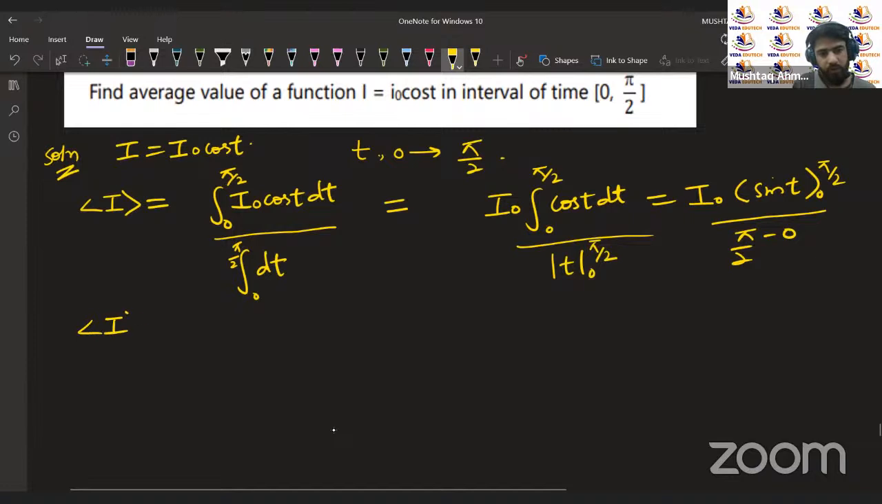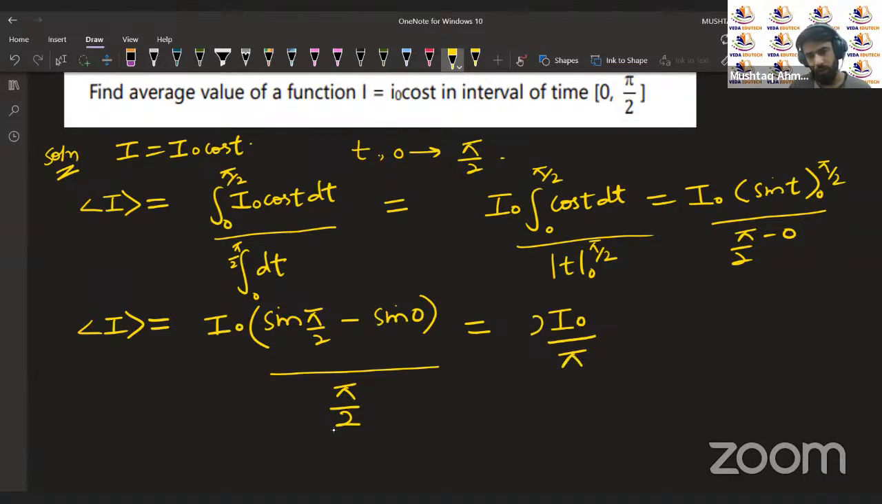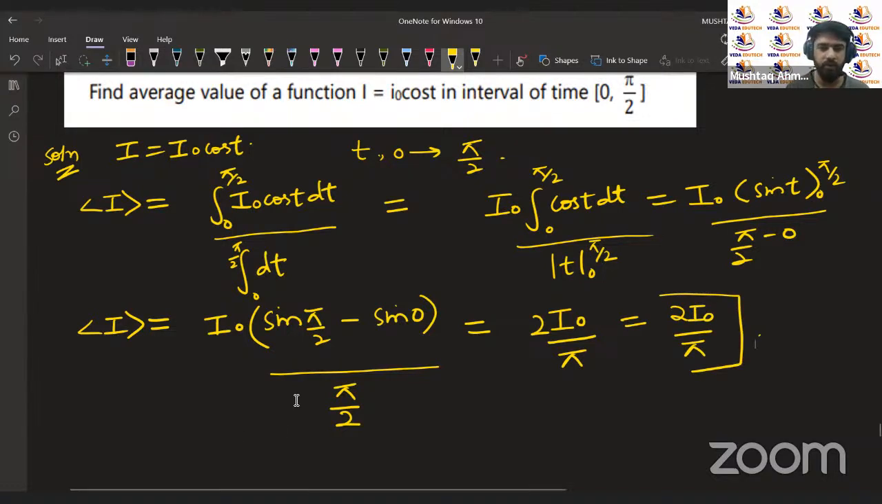So the average of this function will be I naught times sine of pi by 2 minus sine of 0, upon pi by 2. Sine of pi by 2 is 1. So we'll be left with I naught, pi, and the factor 2 here. So the average of this I will be twice I naught upon pi. This is how we calculate the average of this function.